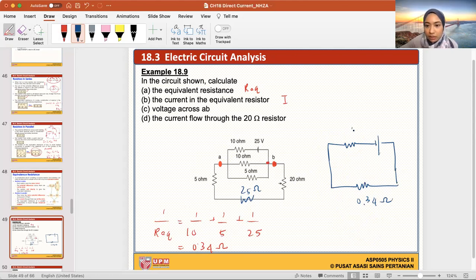Okay, so 10 ohm, 25 volt. So this is our circuit now. 25 volt battery, 10 ohm, and the R equivalent that I calculated just now, which is 0.34 ohm.